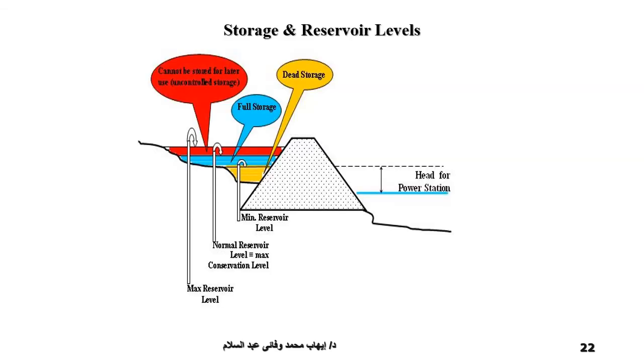Storage and reservoir levels: the red color cannot be stored for later use. This is the maximum reservoir level. Full storage is shown by the blue line, blue color here. The yellow color means dead storage.